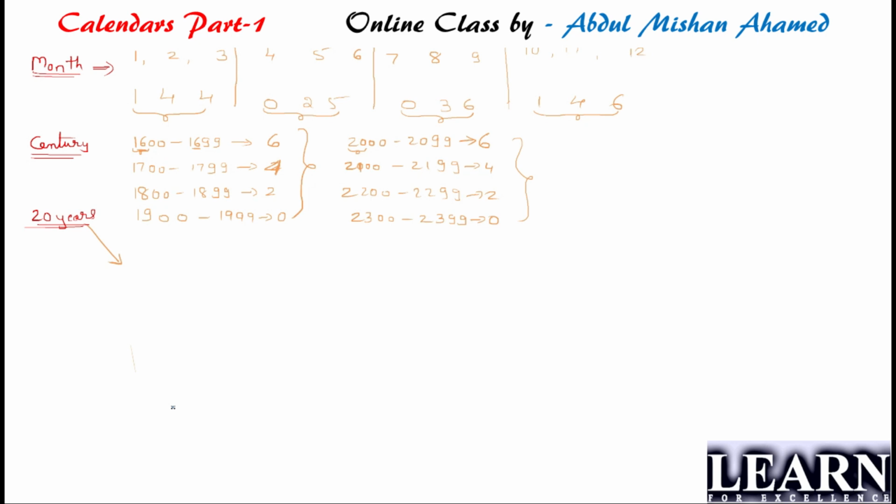So we have 12 months. I have split the months into groups of 3 months. The month codes are 144, that is 1, 4, 4 (12 square in the first one), 025, that is 5 square, 036, that is 6 square, and at last we have 146. So these are the month codes.